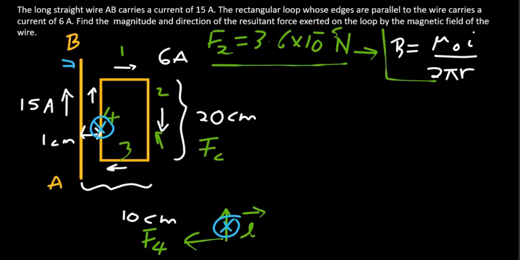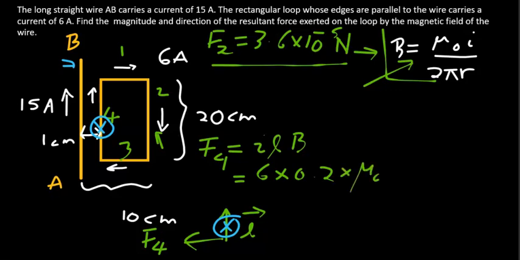As for the magnitude, it's pretty simple. It is I L B. I is the current in segment 4, so that is 6 ampere. L is the length of segment 4, which is 0.2 meter. And the magnetic field created by the long wire at the location of segment 4, according to that result, is given by mu naught I over 2 pi R, where I is the current in the long wire, 15 ampere, and R is the distance between the long wire and segment 4, in this case 1 cm.